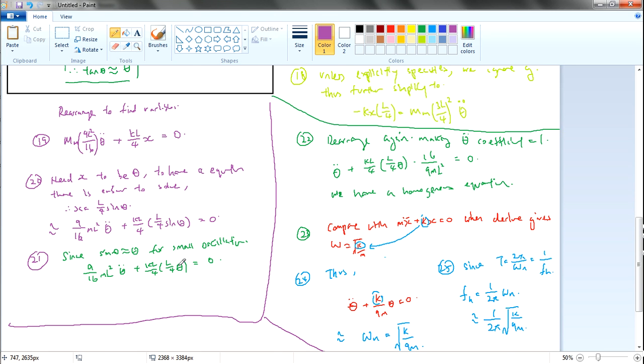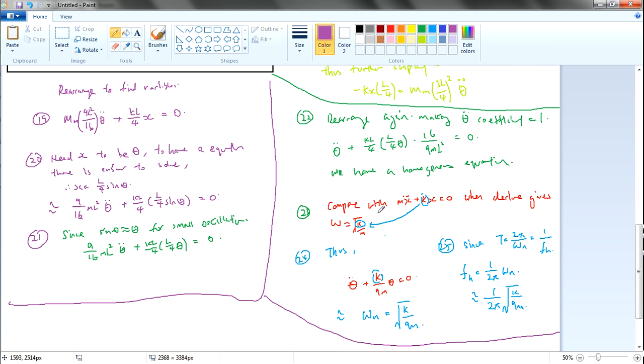simplify the sine theta equals to theta. So it's just one step over here. So we have this. And then we rearrange again, making the theta double dot coefficient equal to 1. So we have this thing. We just divide everything by 9 over 16 ml square. So we divide the whole equation throughout by this thing, and we will get this one. It is KL over 4, this one multiplied by, when you divide it, you just invert, equals to 0, we have a homogeneous equation.